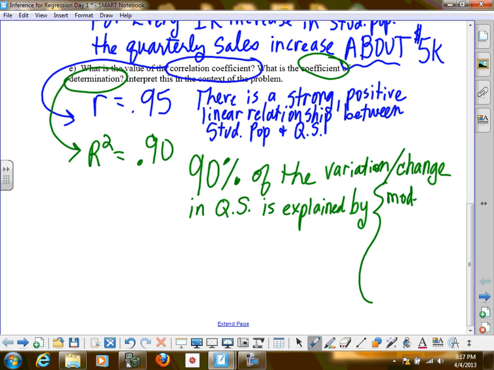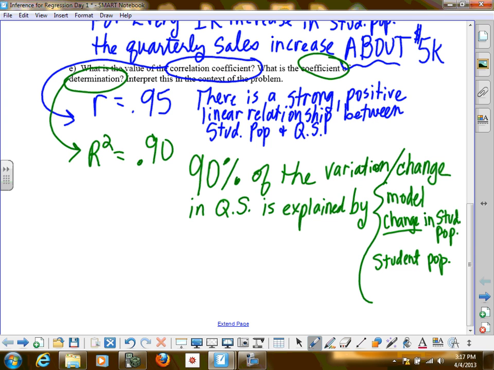model. That means your regression equation that you just found, your least squares regression line. The other thing you could say is the change or the variation in student population. Or I have also seen it this way, although technically not as correct: 90% of the change in quarterly sales is explained by the student pop. They just say the student population instead of referencing the change in the student population, which is actually more technically correct. Okay, good.